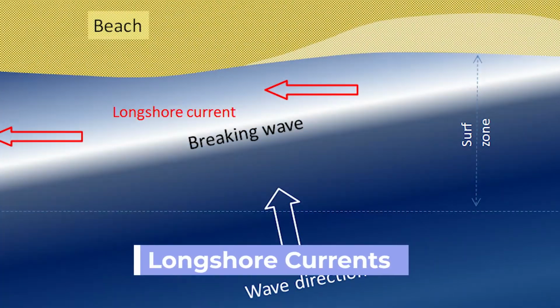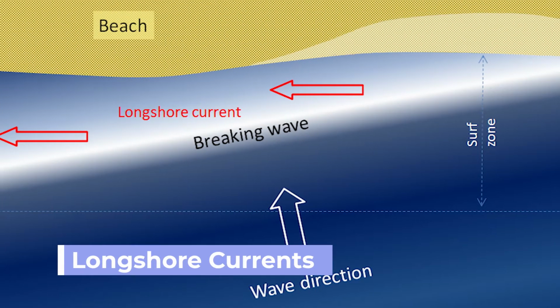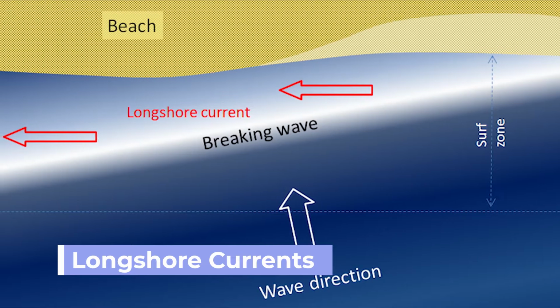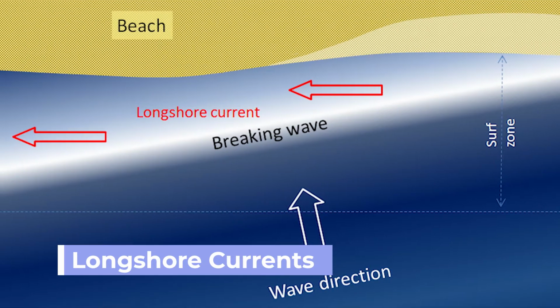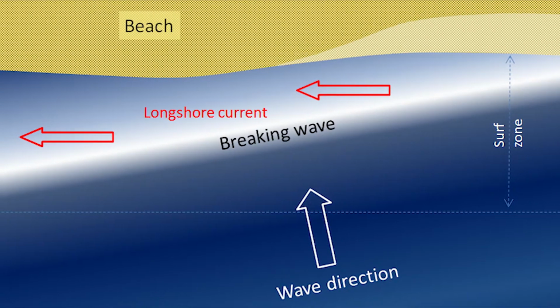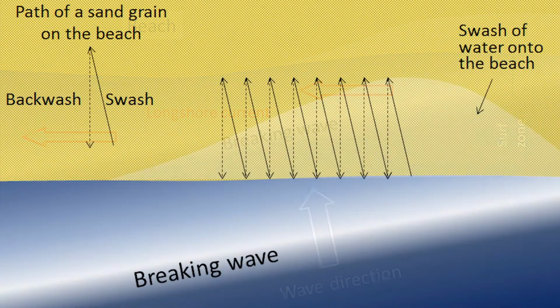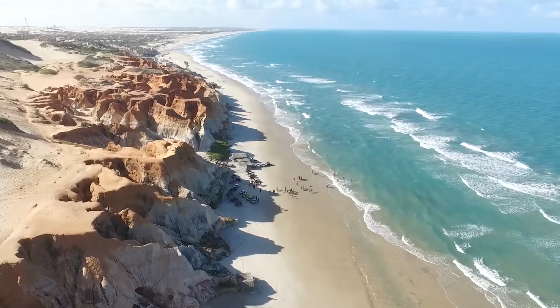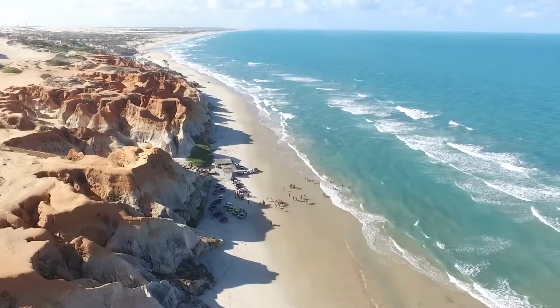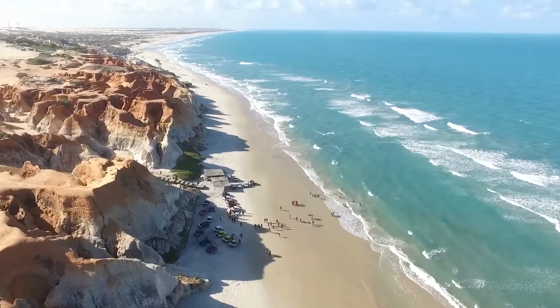A longshore current develops within the surf zone, the areas where waves are breaking, where waves approach the shore at an angle, and one part of the wave feels the bottom sooner than the rest. Swash and backwash on a beach move sediment along the shore. The combined effect of these two processes is sediment transport by longshore drift.